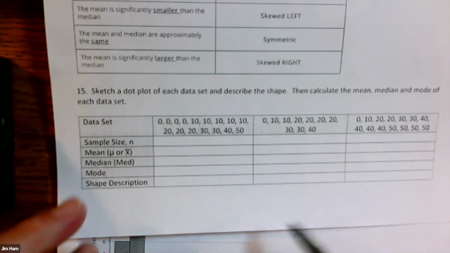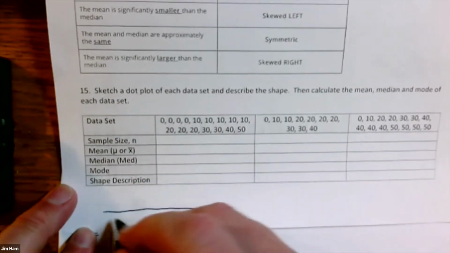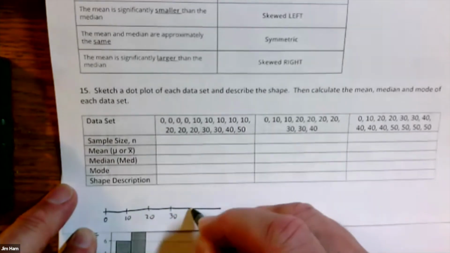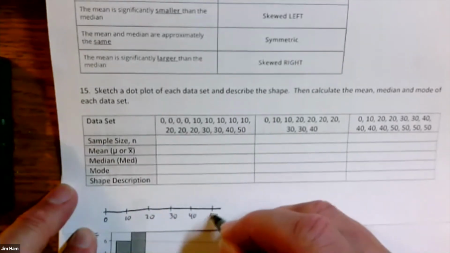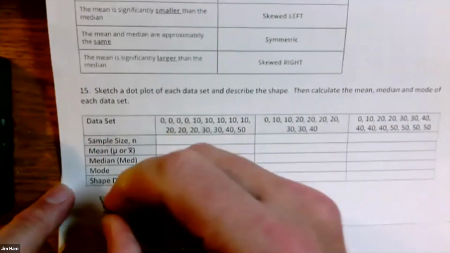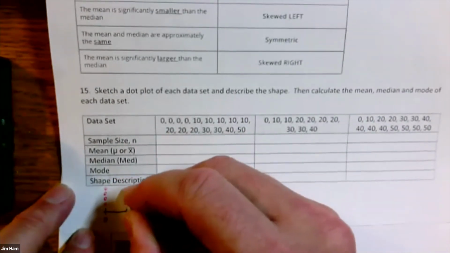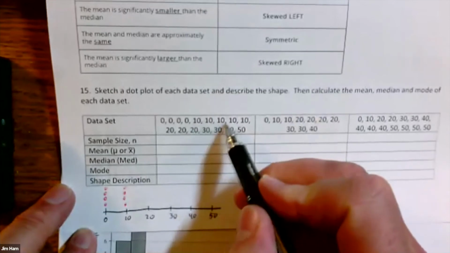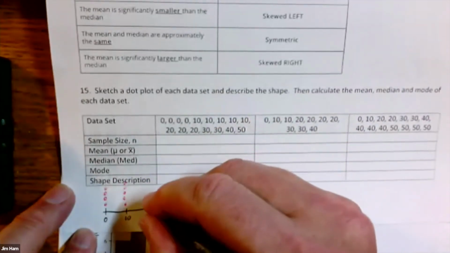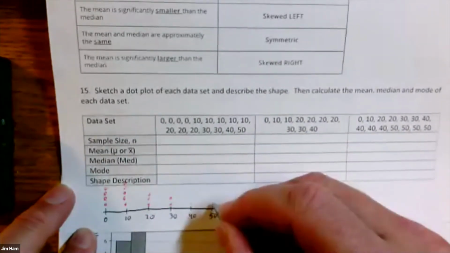So for example, if you were going to do a dot plot here, just on your graph, indicate 0, 10, 20, 30, 40, and 50, and then put a dot for each one of the data values. 1, 2, 3, 4, 1, 2, 3, 4. There's 5 tens, another one. And then there are 3 20s and 2 30s, a 40, and a 50.